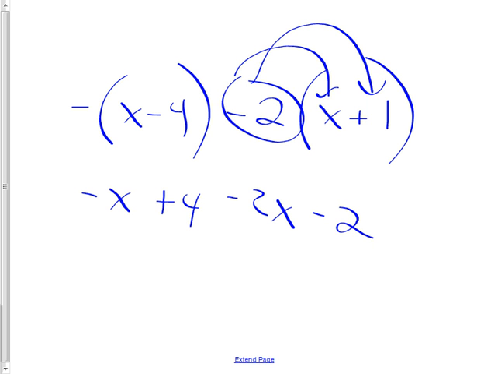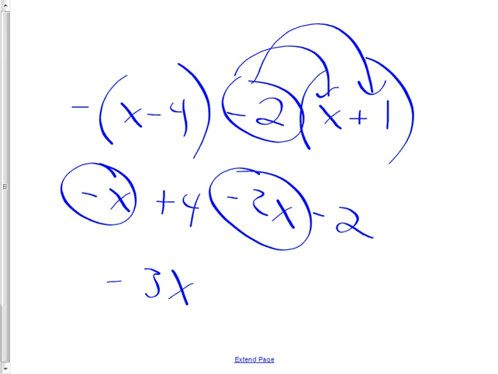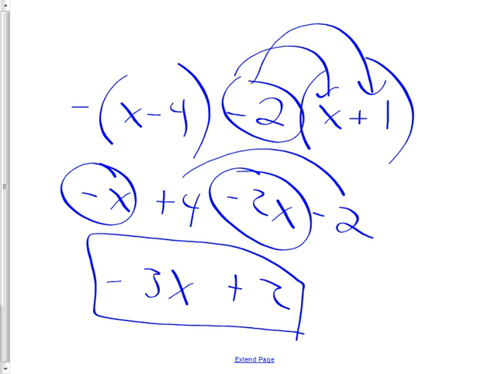Well, that's the order of operations. Multiply has to come before add and subtract. Now I can do my adding and subtracting. This can go with this, and that makes what? Negative 3x. And that can go with that and makes what? 2. There we go.